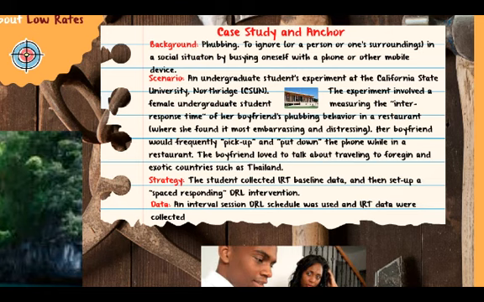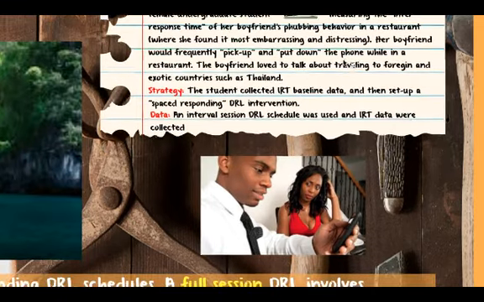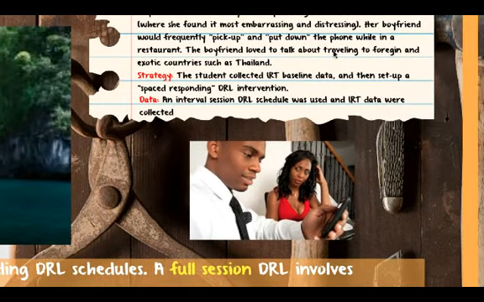Okay, what do we know about this boyfriend? Well, he loved talking about traveling. He liked talking about traveling to foreign countries and exotic countries such as Thailand. So the strategy that was developed by this undergraduate student is that she collected inter-response time data, and then she set up a spaced responding DRL intervention. Okay, what does that mean? All right, so he was picking up his cell phone. On average, the IRT was just about 3 minutes.